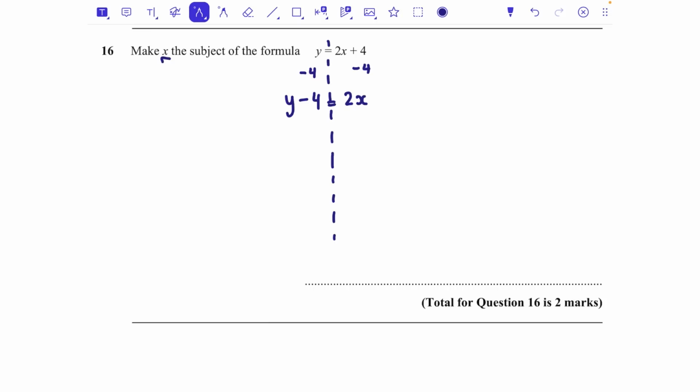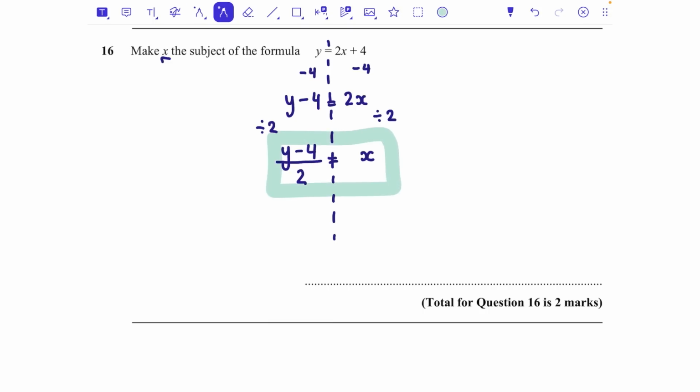I just want x on its own to be the subject of the formula. So we're going to divide this side by 2 to get that x on its own. But if we've divided the right-hand side of the equation by 2, I also need to divide this side by 2. Now we need to divide it all by 2, so I'm going to put y minus 4 all divided by 2. And that's your final answer.